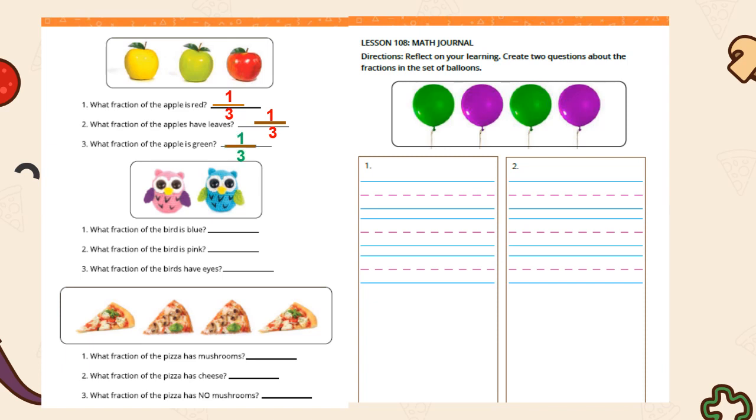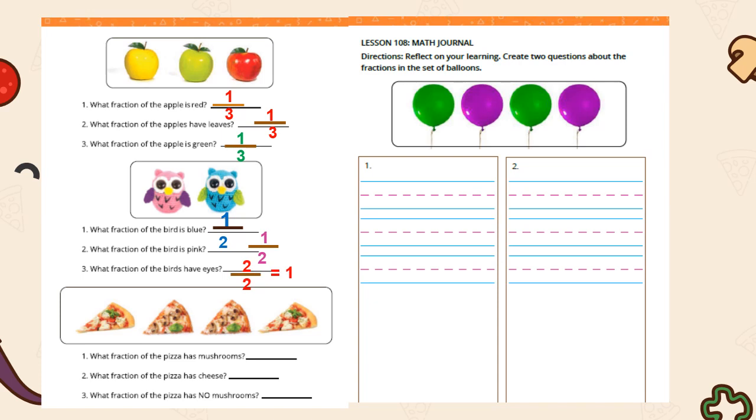Next, we have here a group of birds. What fraction of bird is blue? Just one blue bird and the total is 2. So the fraction will be 1 over 2. Number 2, what fraction of bird is pink? One pink bird over the total. Total 2. So the fraction will be 1 over 2. Number 3, what fraction of the birds have eyes? They are 2 and we have 2 birds have eyes, so the fraction will be 2 over 2 equal 1.